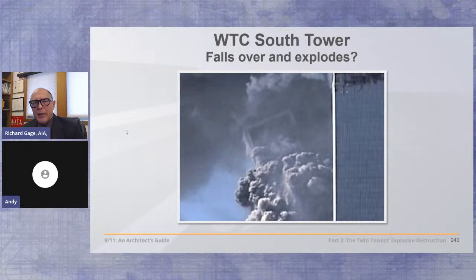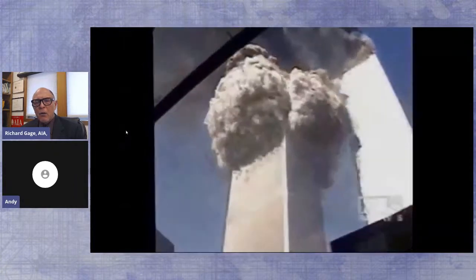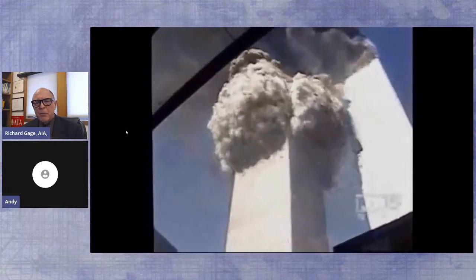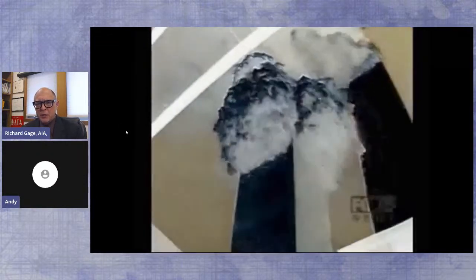We have asymmetrical damage from the airplanes. We have asymmetrical damage from the fires. Why then do we have complete symmetry all the way down all 4 sides of the building? It's a complete non sequitur.